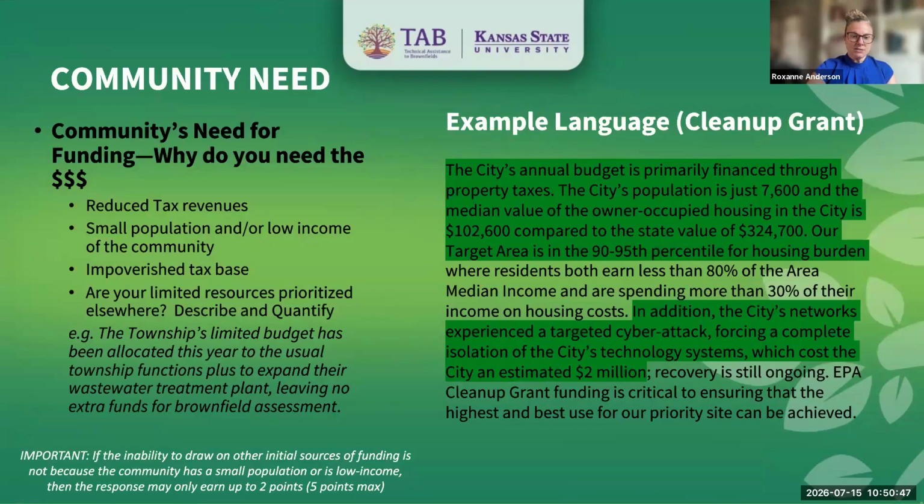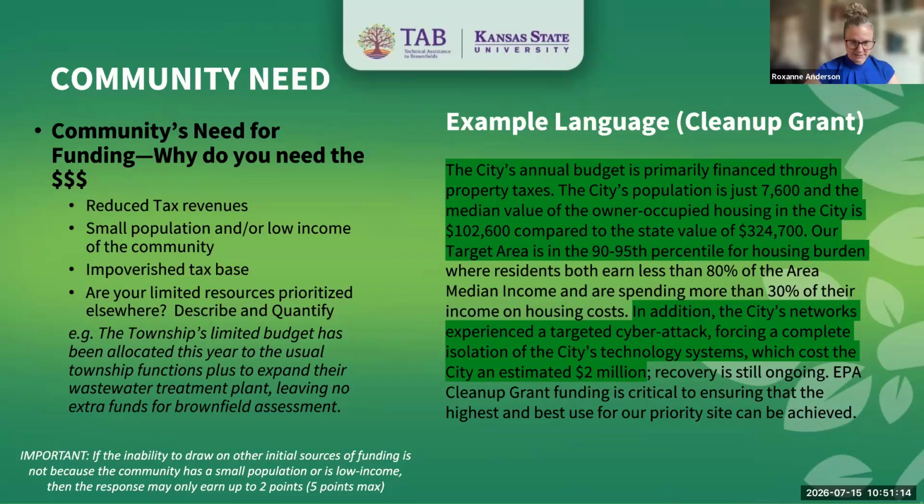All right. So the first question is pretty straightforward. Why do you need the money? EPA is not asking you to simply say, we don't have enough money, because every applicant could say that. You need to explain why your community has limited resources. So maybe you have a small population, maybe you have a low income population or limited tax base. Maybe you've experienced population loss or declining property values.